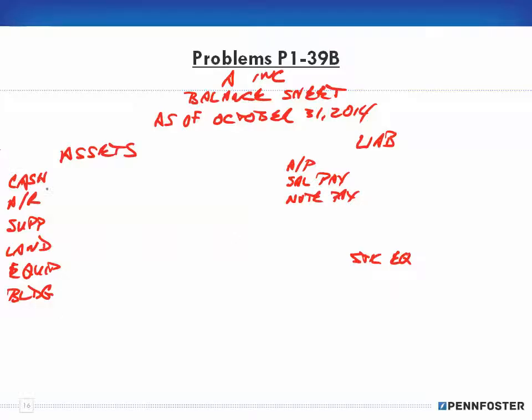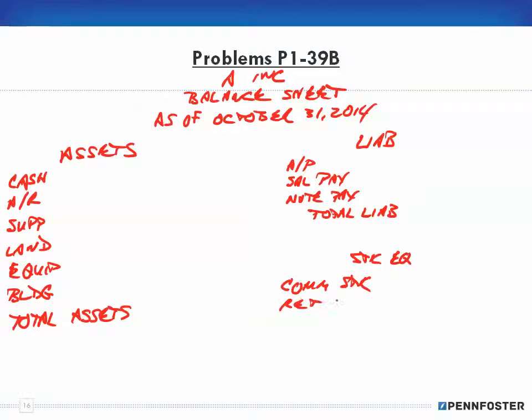All right. So let me just back up 1 second. Since I have all of my assets listed, I know that I'm going to add those all up, so I can write in total assets here. And the same thing here with the liabilities. I have more than one liability, so I know that I'm going to have a total liability here. Under equity, I have common stock, and I have retained earnings. Okay. And that's going to give me a total stockholders' equity.